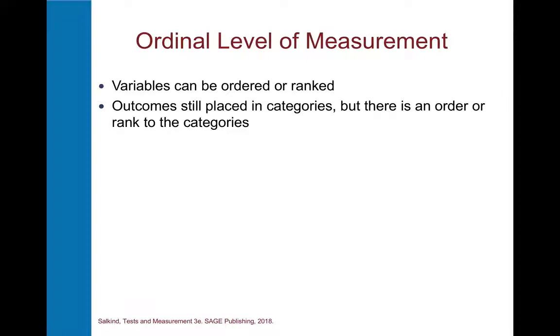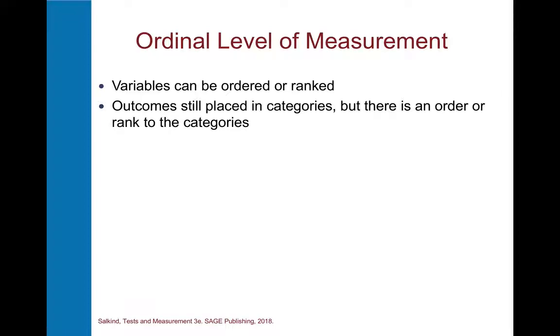So next we have the ordinal level of measurement, which basically describes how variables can be ordered along some type of continuum. Think about ordinal as in you are ordering a set of things. So outcomes are still placed in categories, just like the nominal scale, but they have an order or rank to them as well, such as stronger or weaker, taller or shorter, faster and slower, so on and so forth.